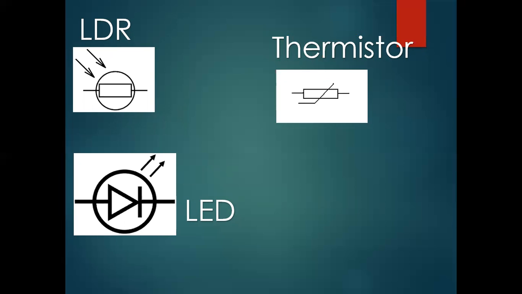So these are types of resistors within themselves. You need to be able to recognize what these symbols look like. You need to know which ones they are, because a lot of students get confused as to what they are, and you need to know what they do as well.